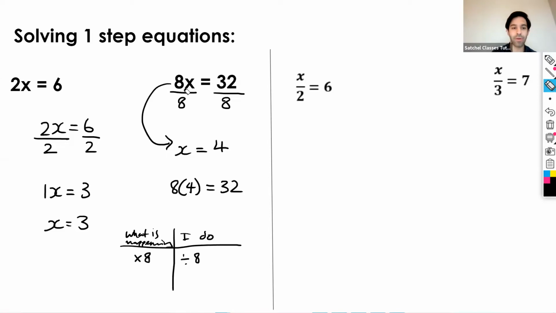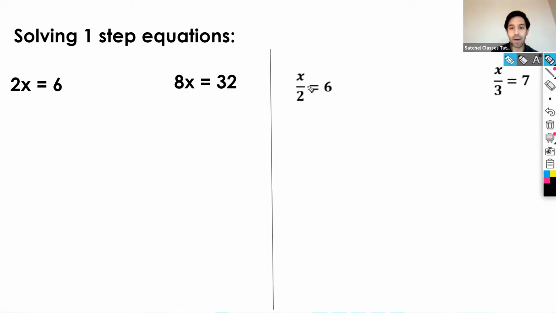Right, now if I just rub everything I've done here, and now what we have is x over 2. So this time we are dividing x by 2. So the opposite of dividing by 2 is to multiply by 2. So again, you can draw your table out if you want. So we are dividing by 2, x is being divided by 2.